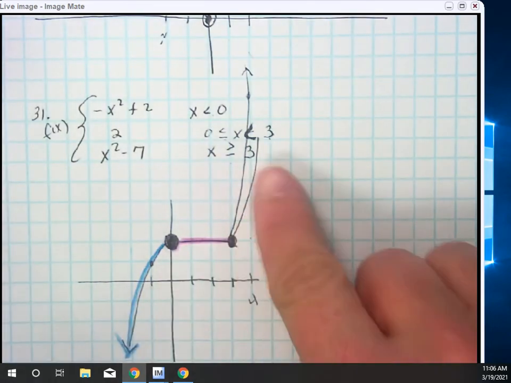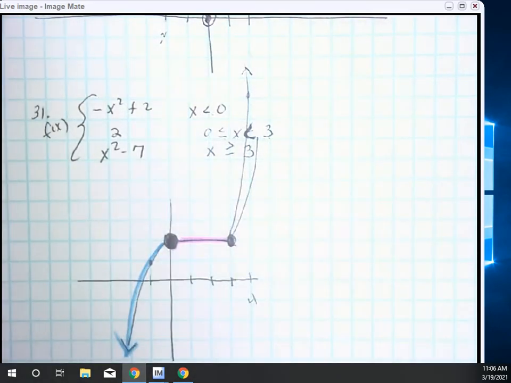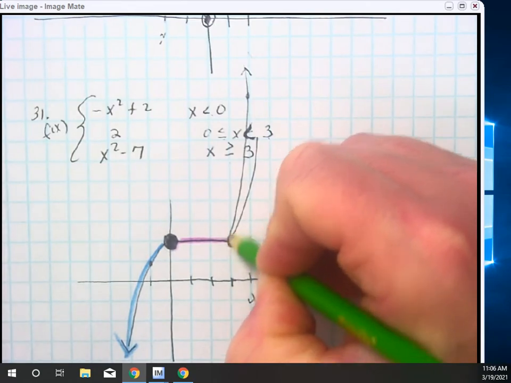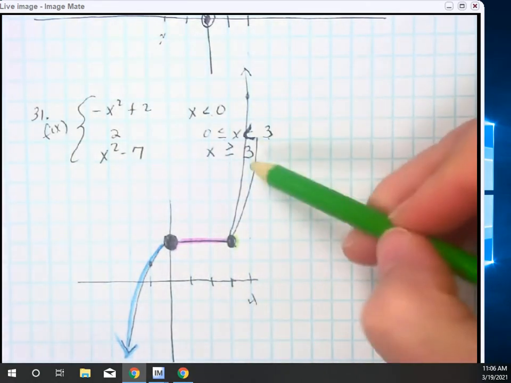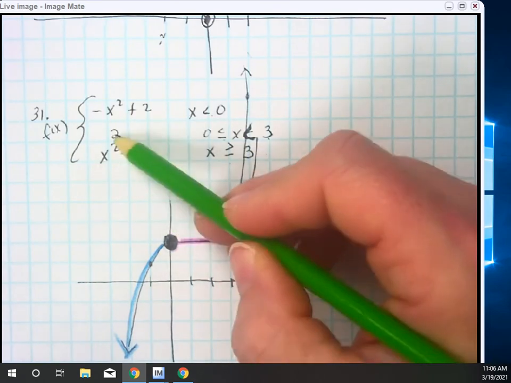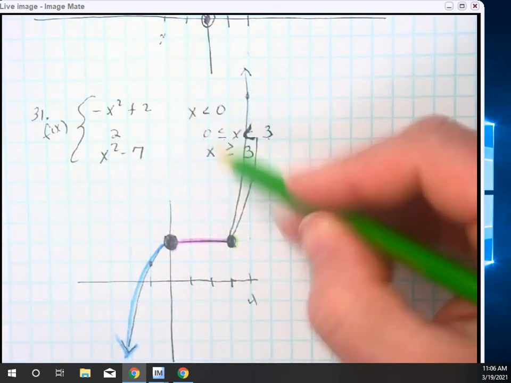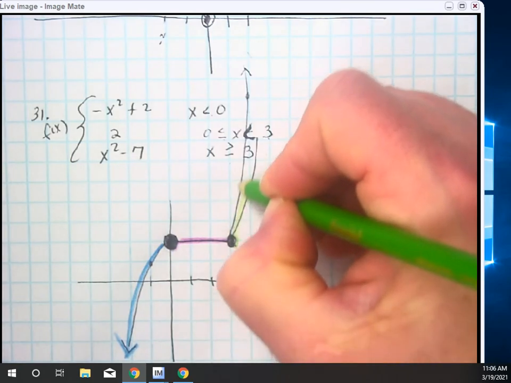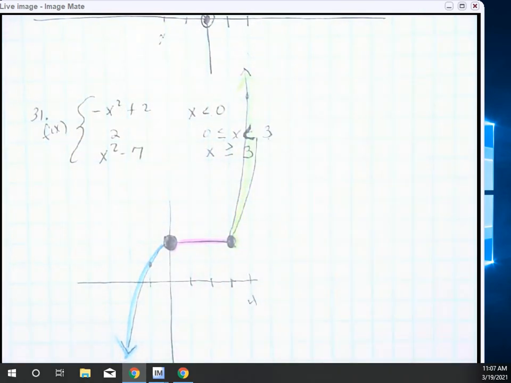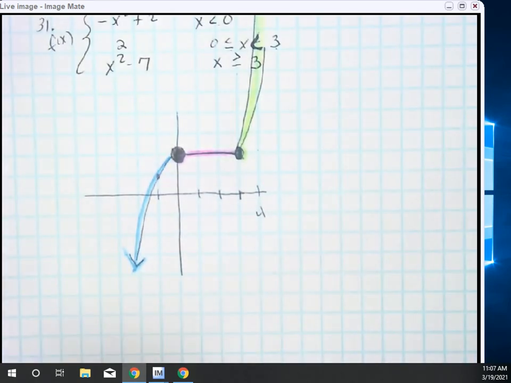Then I drop down to the other one. 3 squared is 9. 9 minus 7 is 2. Closed circle. And then I pick a 4 because it's to the right of 3. 4 squared was 16. 16 minus 7 was 9. So it caused my graph to go up pretty quickly. And now I have 3 parts to my graph. Better?